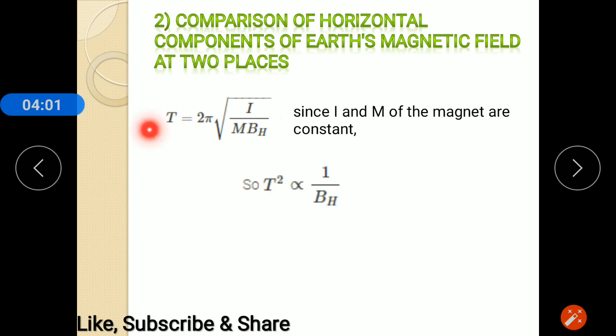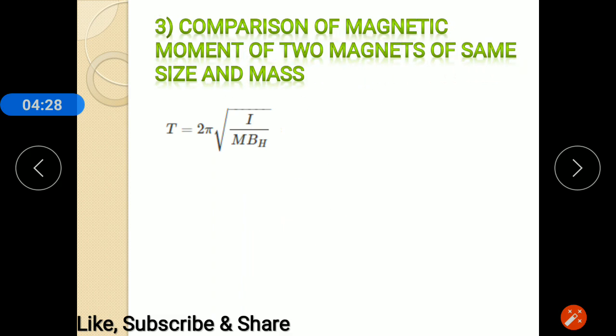We know that time period T square is inversely proportional to B_H. We first measure the time period at the first place, then put the vibrational magnetometer at another place where we have to compare, and measure the time period. Using this relation, as time period square is inversely proportional to B_H, we can compare the horizontal component of the earth's magnetic field at two places.